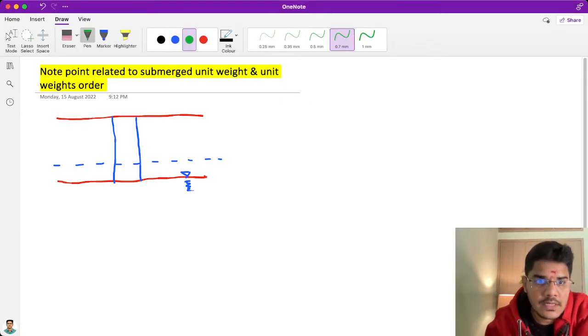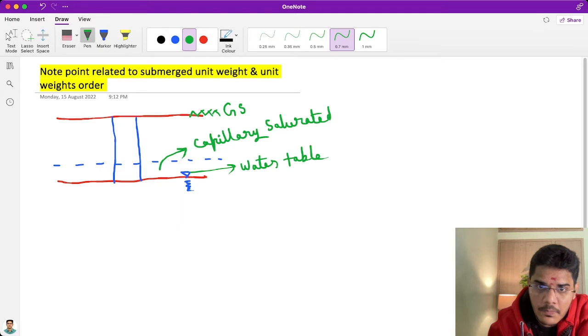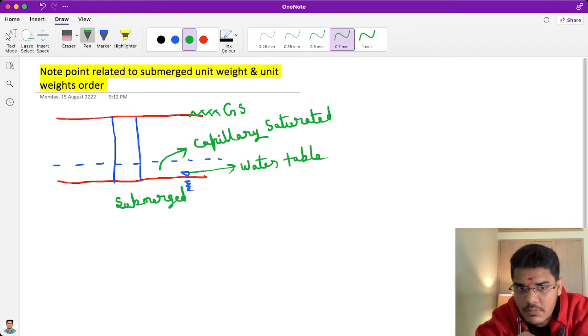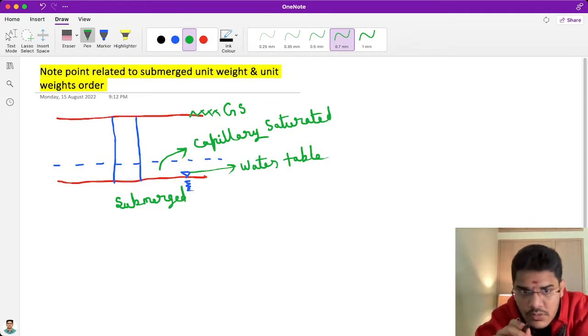So, for example, this is a ground surface. We are considering a soil. This is nothing but the water table. This is the symbol of water table, and here the soil is capillary saturated. Here it is submerged. So the zone below the water table is submerged, and in the zone above the water table, the soil is capillary saturated. That means the pores in the soil are filled with capillary water.